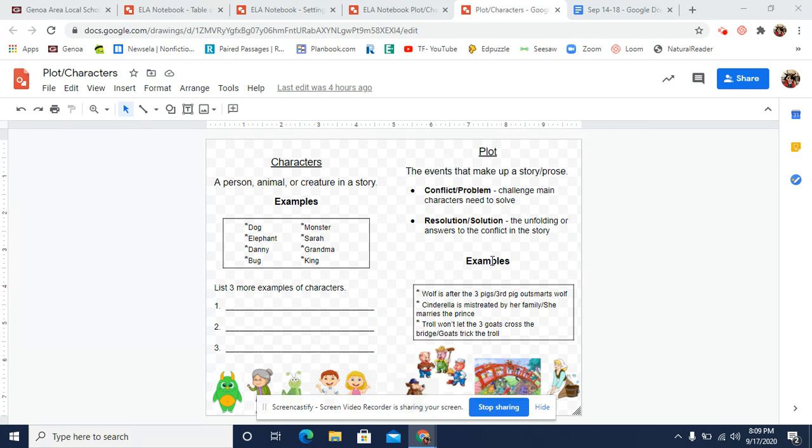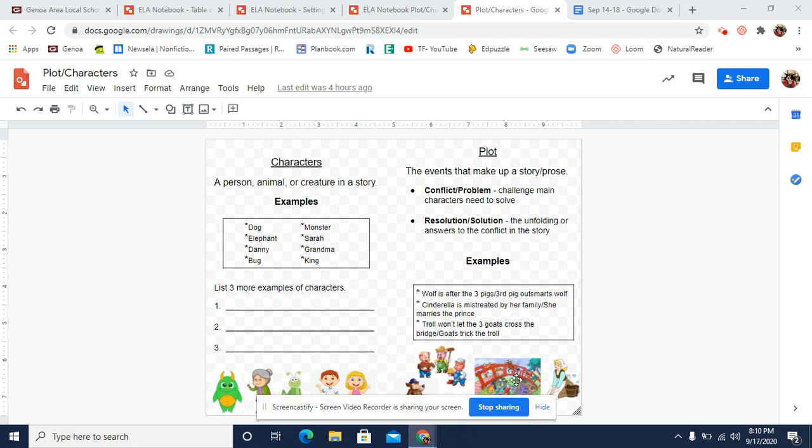So I have some examples using common fairy tales, right? So we have the 3 pigs and the wolf. The problem is that the wolf is after the 3 pigs, right? He wants to eat them. And then the solution is that the 3rd pig outsmarts the wolf. Okay. With Cinderella, the problem is that she's mistreated by her family, right? She has the evil stepsisters and the evil stepmother. And then the solution is she meets her Prince Charming, right, and marries him.